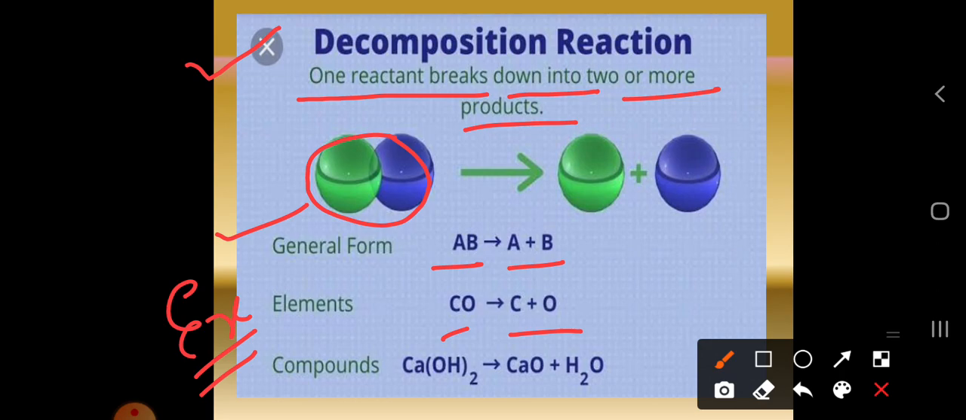So how can this decomposition be done? We can decompose the reactant by using electricity. Thermally we can also decompose these reactions. Another example is calcium hydroxide, how we can do that. We are going to learn one by one.